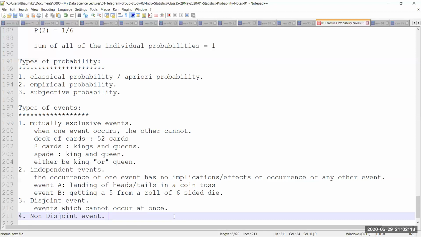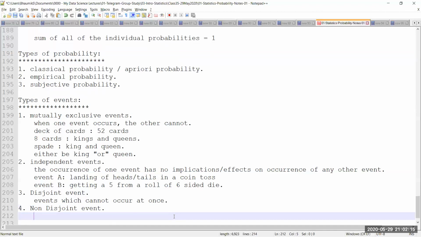Okay. Bomik, can I ask a question here? Yes. In disjoint events, when you say events which cannot occur at once, what kind of events are you talking about, like mutually exclusive or independent? Because in independent events also they cannot occur at once, right? Event A and event B.